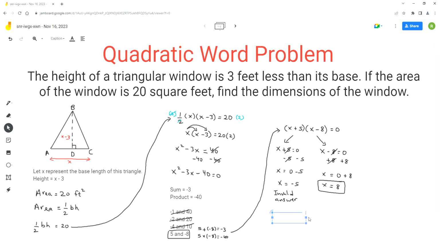So now we can write our answer. The base length is equal to 8 feet because that's the given unit in the problem. Now the height of the window will be x minus 3, which is equal to 8 minus 3, which is equal to 5 feet. So these are the steps we have to keep in mind to find the dimensions of the window.